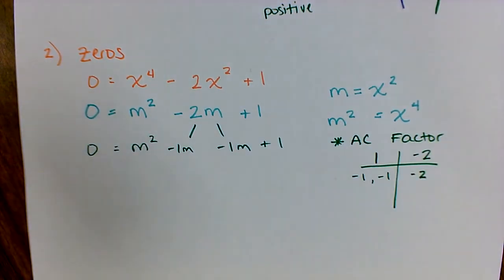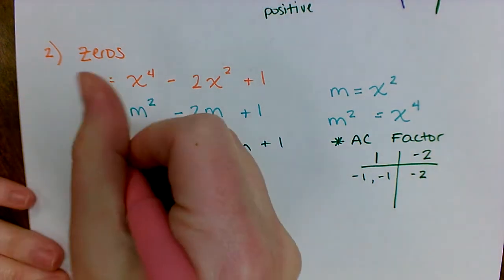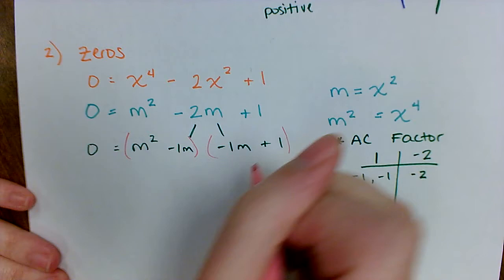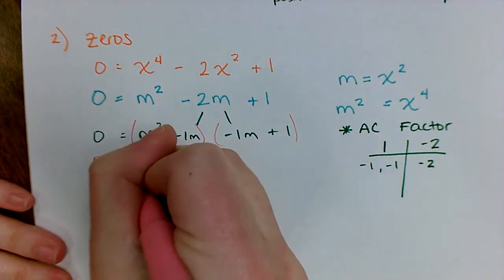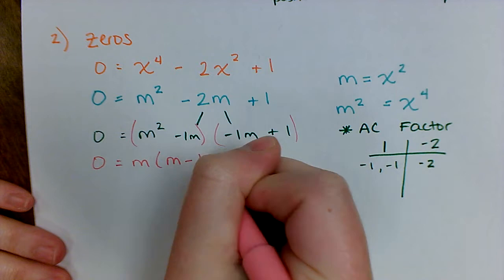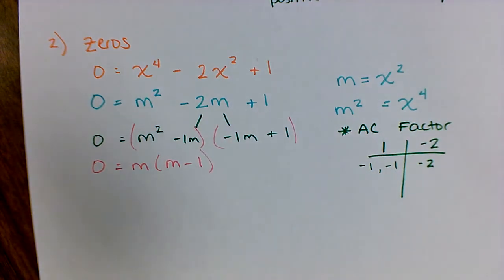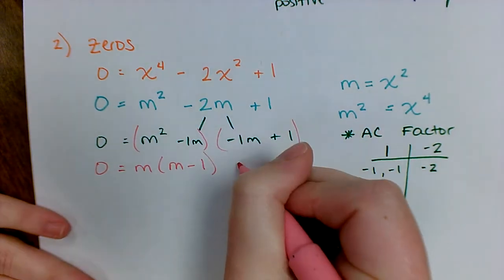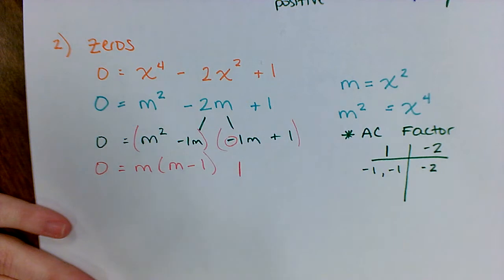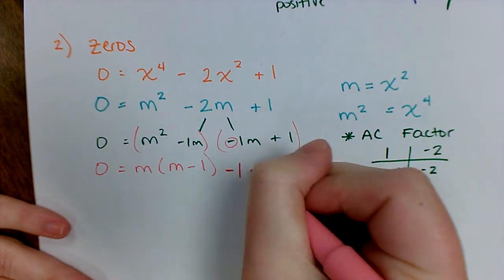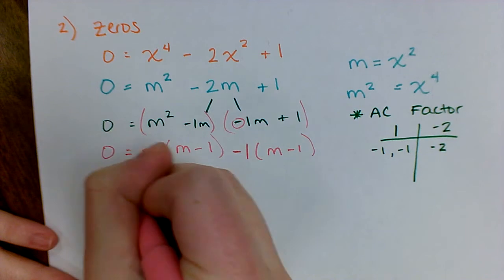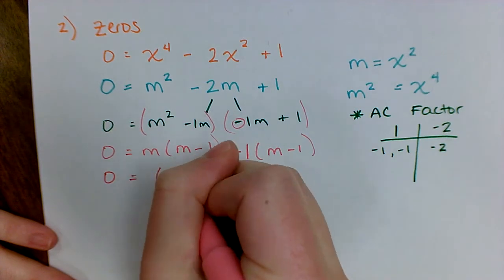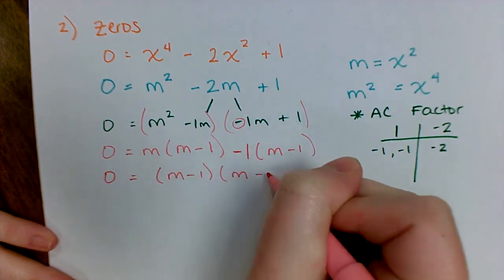And now we have 4 terms, so 4 terms we factor by grouping. So group the first 2 together, group the second 2 together. GCF of my first is m, factor out an m, leaves m minus 1. GCF of my second is just a 1, but because I have a minus on my first term, I need to factor out a minus 1, and that leaves m minus 1. Continuing factoring, we get m minus 1 times m minus 1.